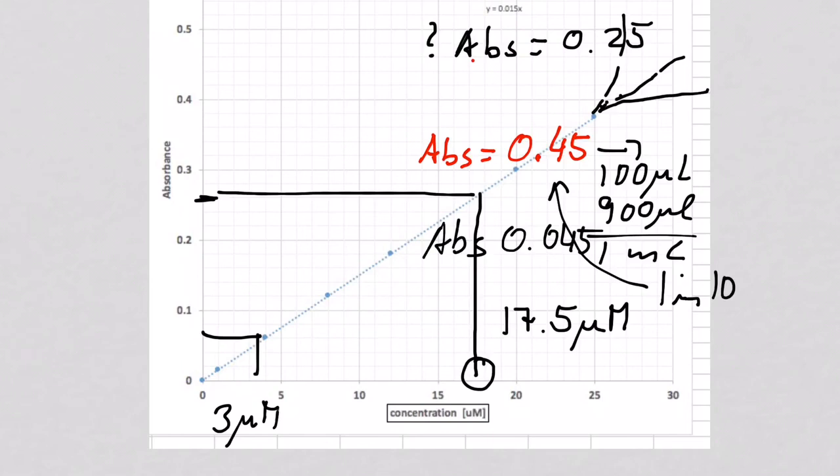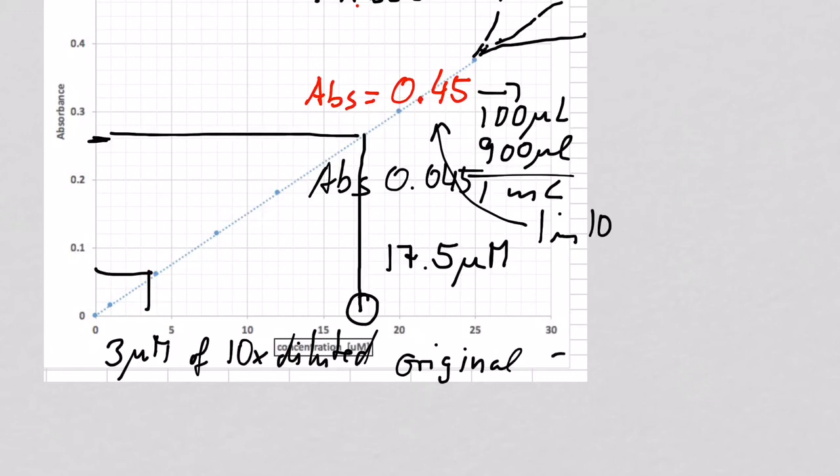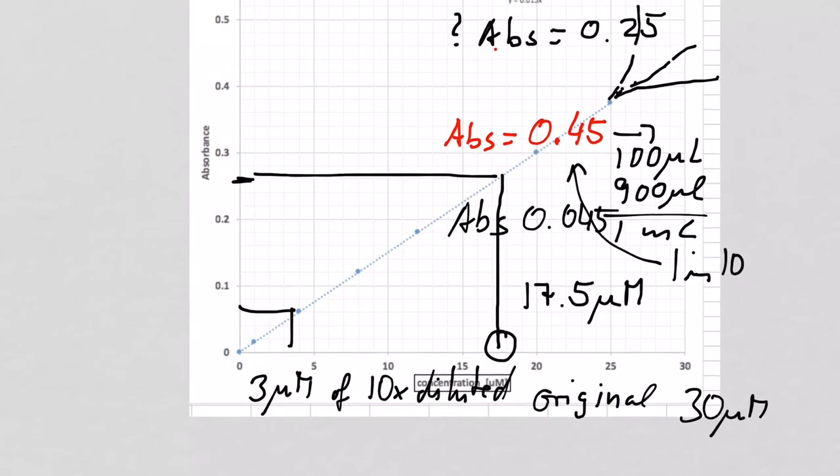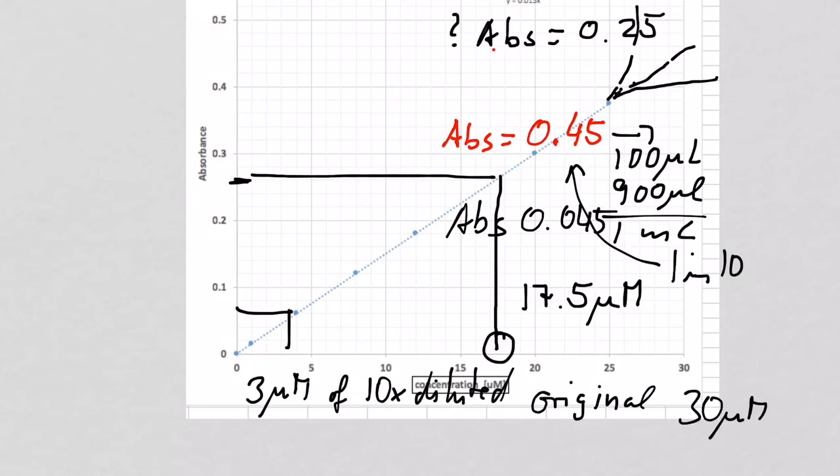That was my 1 in 10 dilution. 3 micromolar of 10-fold diluted. So what was the original concentration? It was 30 micromolar. So original was 30 micromolar. I couldn't do the 30 because that would have been too high. So if the absorbance is outside my range, diluted, let's see what we get. But don't forget that we've diluted it in the first place. Yeah? Make sense?